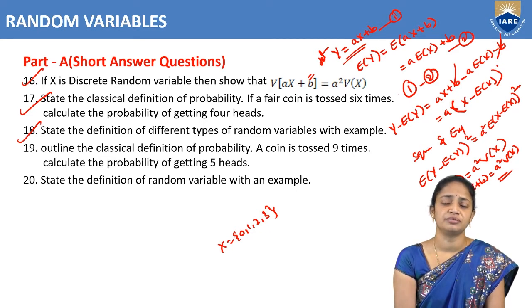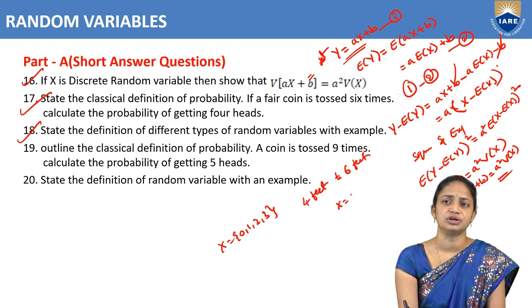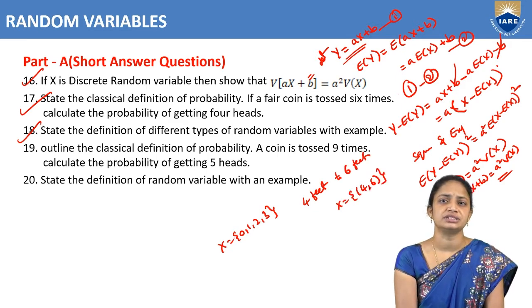We have already discussed the example: the heights of the students in the classroom may be 4 feet to 6 feet. So that means we can write x equal to 4 to 6. So this is the example for continuous random variable.